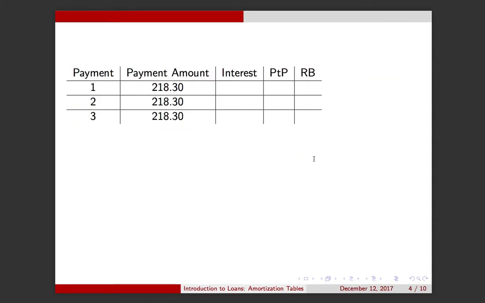Okay, so let's do it. Let's actually fill out this table. So Jack has gone to the bank. He's made a payment of $218.30. He's written a check. What does the bank do with that first payment? Well, first, they calculate how much of that payment they get to keep as interest. And they use the simple interest formula, PRT.